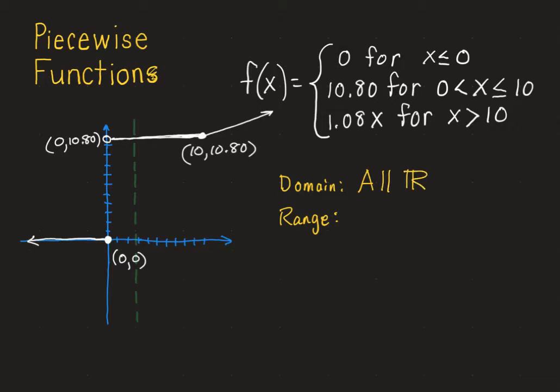Let's take a look at the range, though. Let's do a similar type of analysis with the range. So we're going to start toward negative infinity. Where do we first hit the graph? At 0. So there's nothing. The range does not extend below 0. The range is going to start at 0. So right now we have all real numbers.